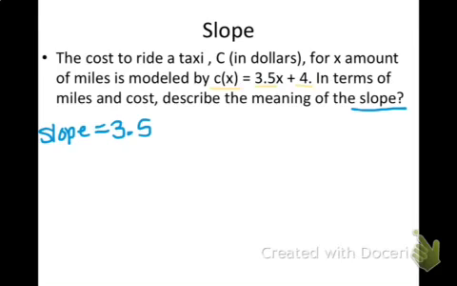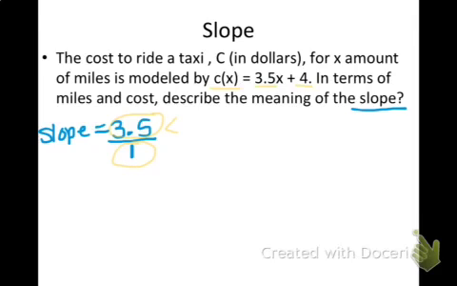Once you find your slope, it's nice to write it as a fraction, so that it'll be easy for us to interpret. So I'm going to put 3.5 over 1. You could put 7 over 2 if you want. Now the next thing we need to do is determine what our x and y are, because remember, your slope is your change in y divided by your change in x.